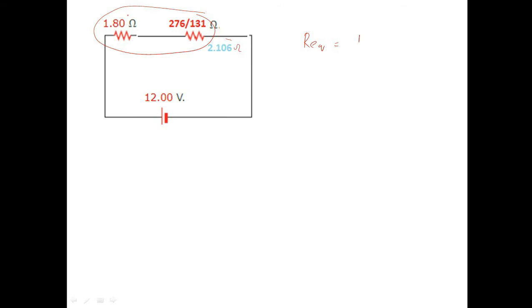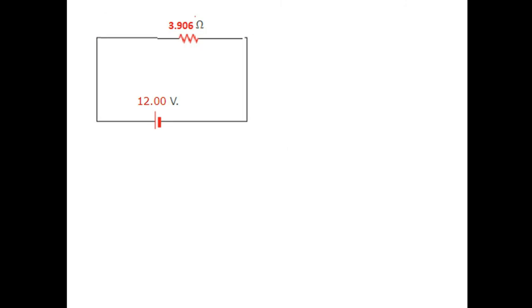So 1.80 plus 2.106. If we add them, 1.80 plus 2.106, we get 3.906 ohms. That is the total resistance of all those parallel and series combinations.